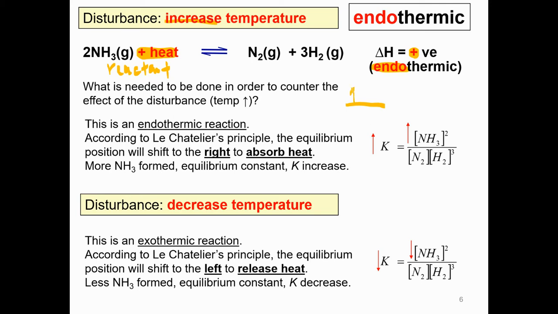So when temperature increases, in order to get back to equilibrium, we need to reduce heat. Okay, so if we need to reduce heat, it means it needs to shift to the right, because to the right, it absorbs heat. Plus heat means release heat. Okay, so the equilibrium constant will increase because when it shifts to the right, we increase the temperature. Okay, so it will shift to the right.